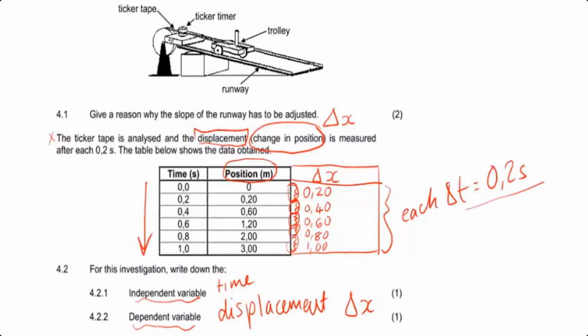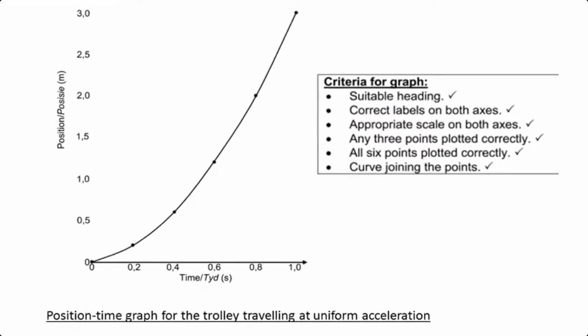Now we need to draw a graph of this data. So it's position time data, it's this data here, not that data there. So this is what you should draw. Make sure that you meet all these criteria for your graph. You need to have a suitable heading, something like position time graph for the trolley traveling at uniform acceleration. You need correct labels on both axes. So you need time and then the unit seconds, position and its unit meters.